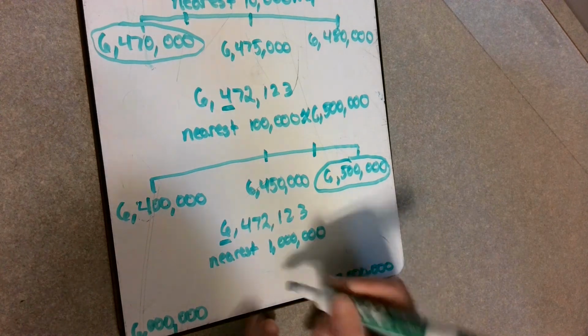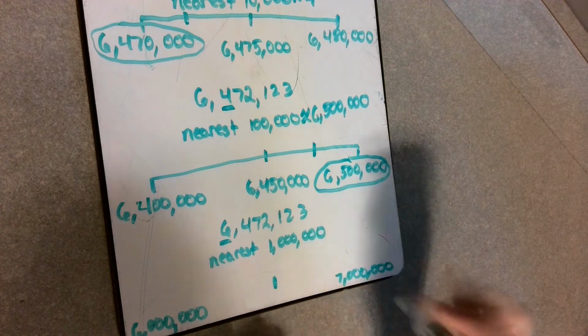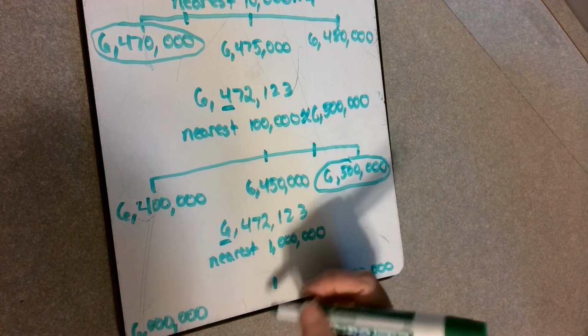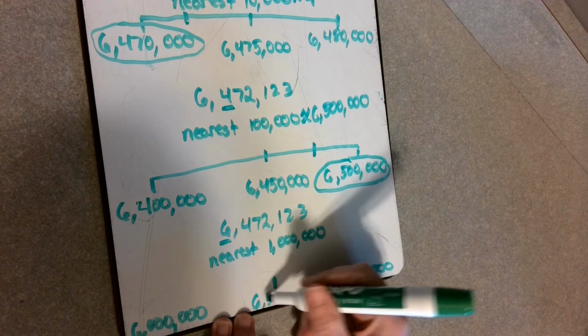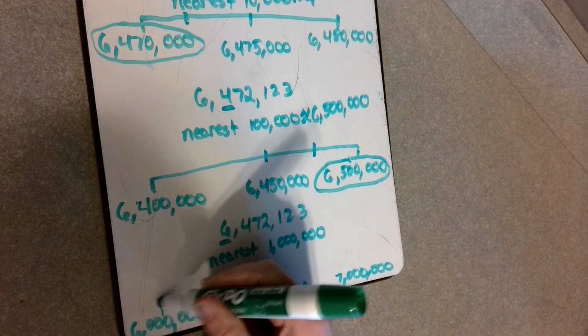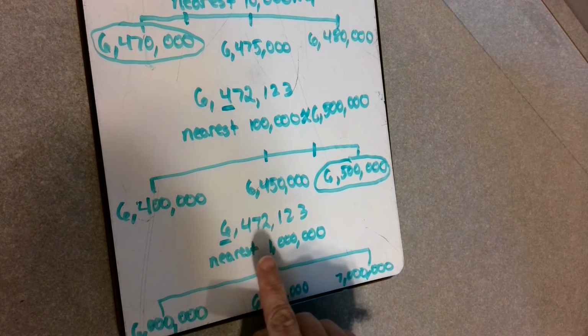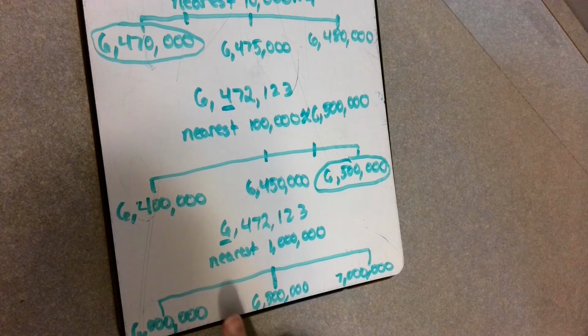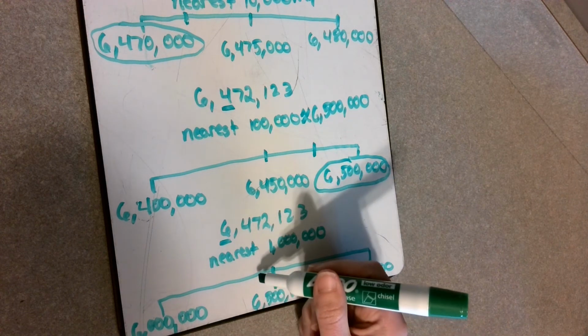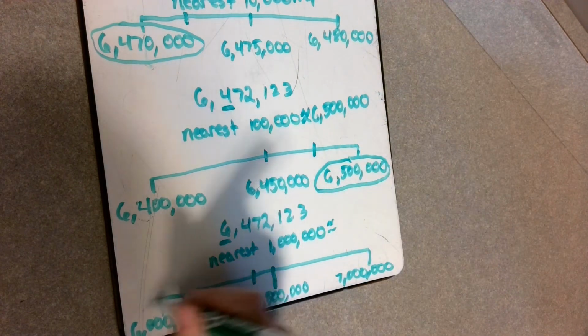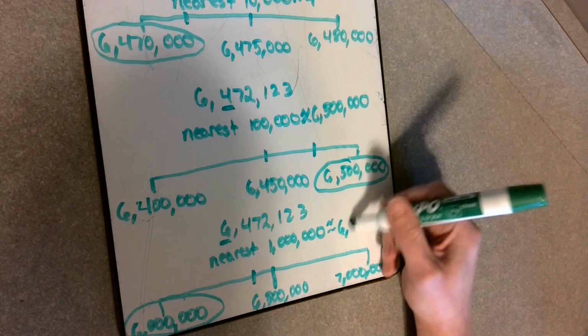I think about my halfway number. I'm rounding to the nearest million, so I think about 500,000. So I can add that to my lower number here to find my halfway point. 6,500,000. So when I think about 6,472,000, does that come before or after my halfway point? Well, since 4 comes before 5, I know it comes before then. So we're going to round down to 6 million.